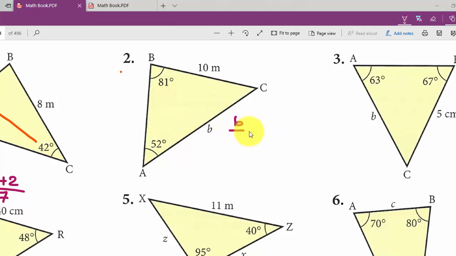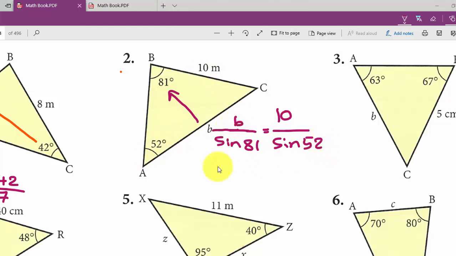B over sine of 81. Look, this rule works for all types of triangles. There is no right angle and the rule works. B over sine of 81, look, B is opposite the 81, is equal to 10, which is this side, opposite the 52. 10 over sine of 52.